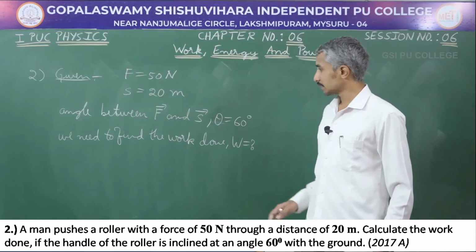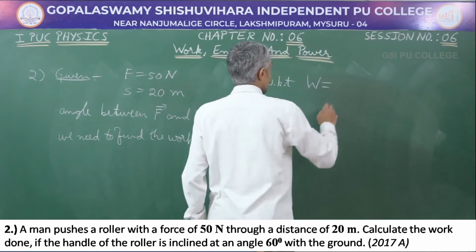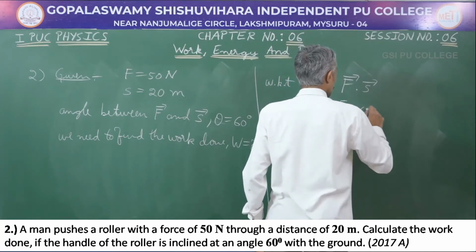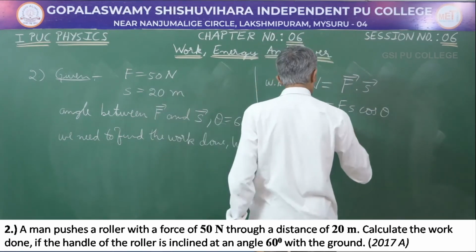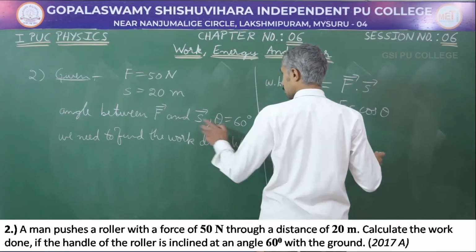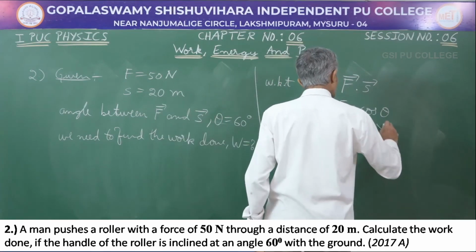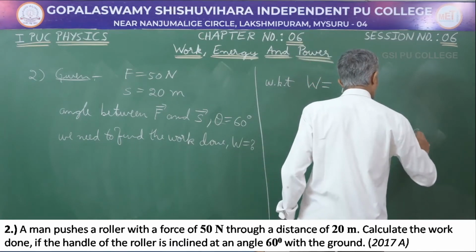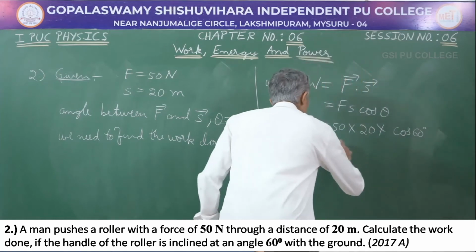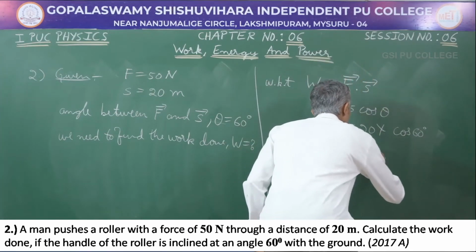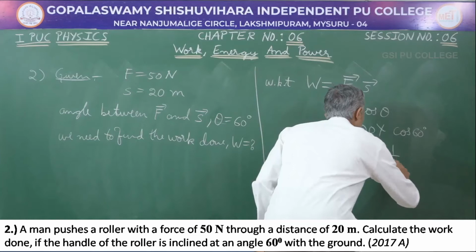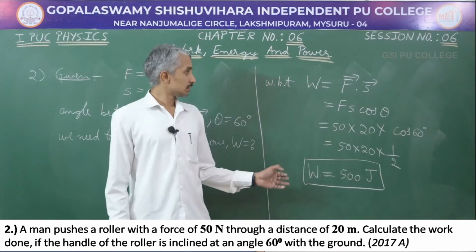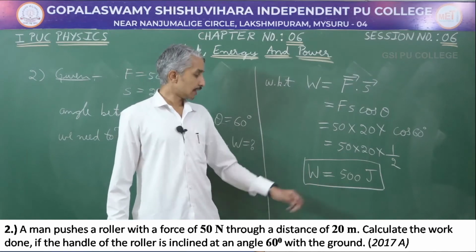So let us find the work done. We know that work done is given by F dot S, which is Fs cos theta. Force here is 50 newtons. The displacement is 20 meters and theta is 60. So we are going to write here cos 60 degree. This will give us 50 into 20, cos 60 is half. So we will get this as 500 joules. So the work done in moving the object is 500 joules.